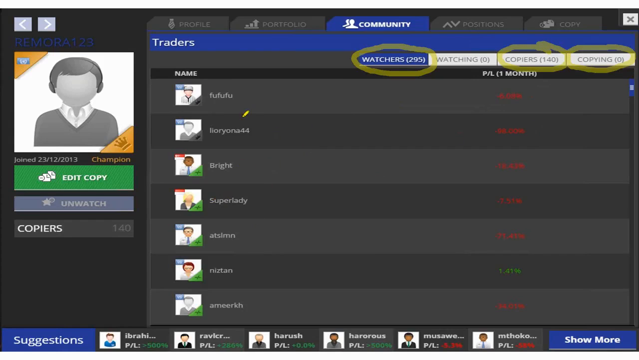We can look at who Remora is following. We can check their profiles out on here. We can scroll down the full list. If you wanted to look at this particular gentleman, Mr. Bright, we could click on his picture here, and it would open up the next profile, and then if we use the backwards and forwards arrows here, we can go backwards and forwards between profiles.